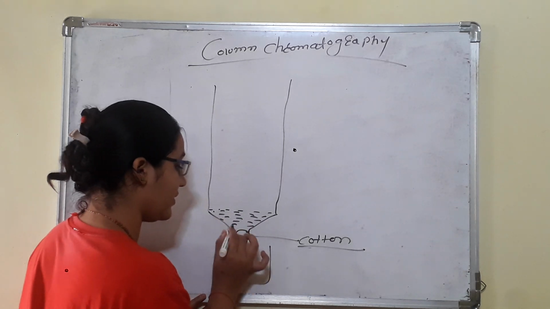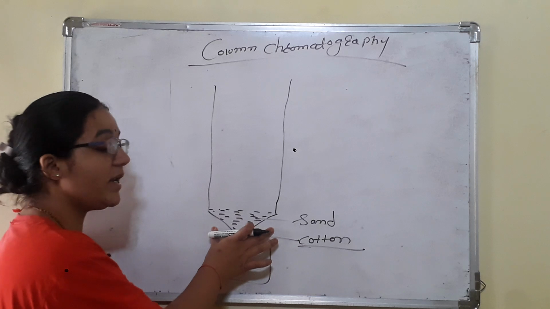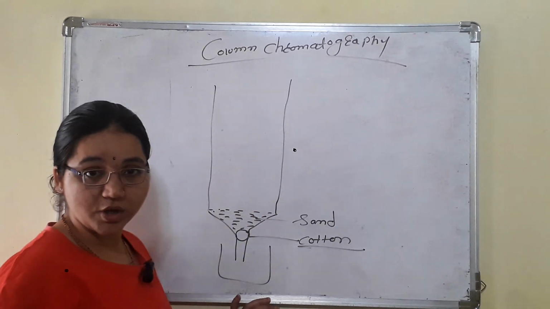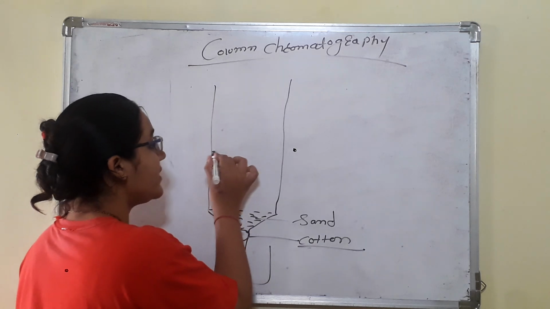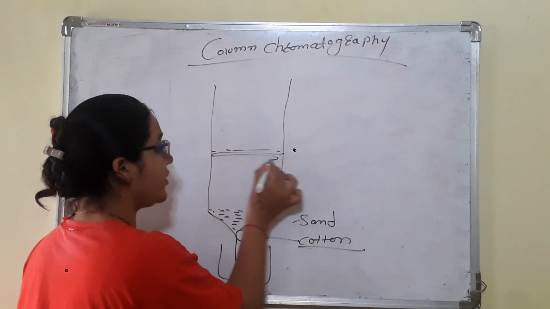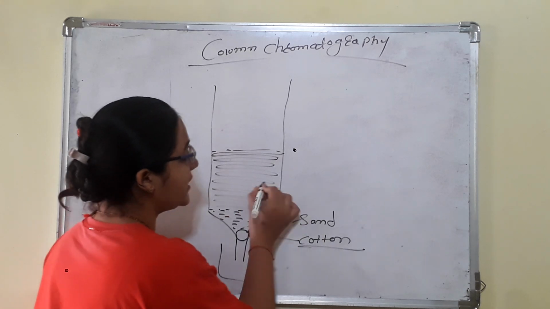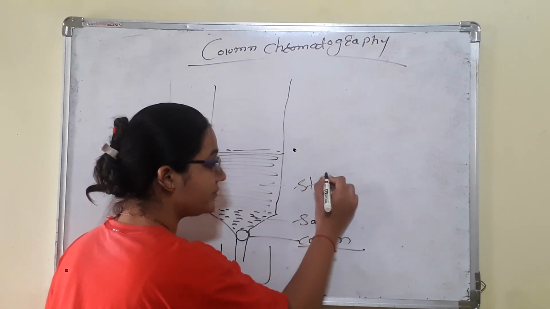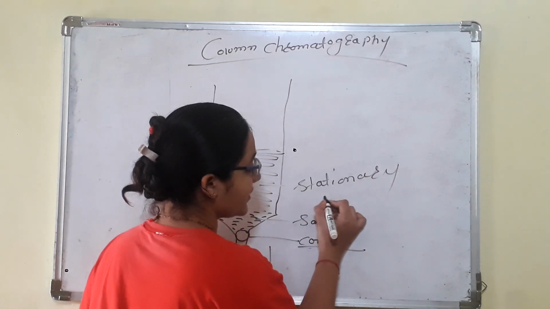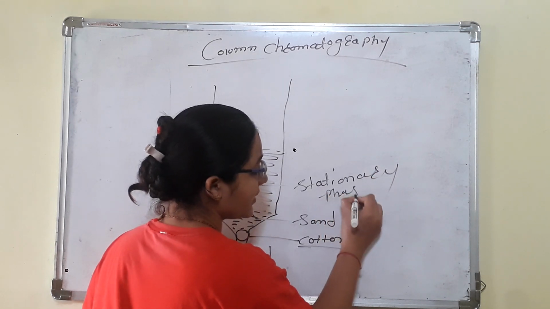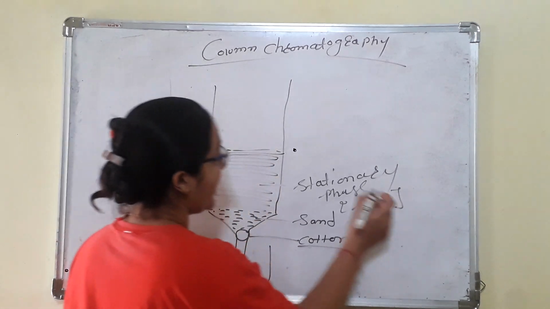This is our sand. Okay, it is very important that the sand is acid washed, which you can purchase from the market. Okay, then we add our stationary phase, just like this. This is our stationary phase, for example silica, and then we add our solvent solution.